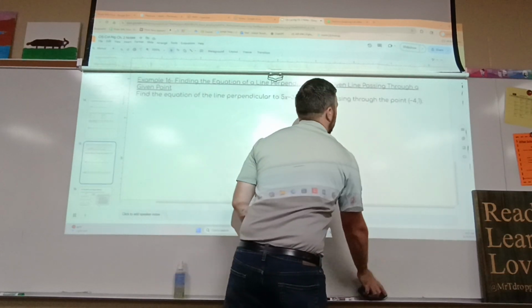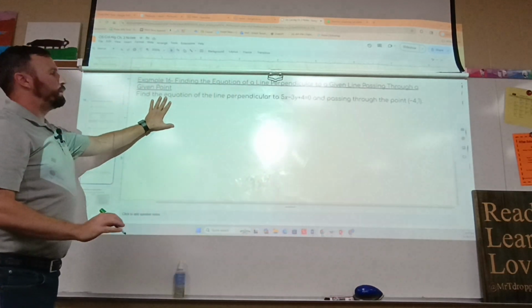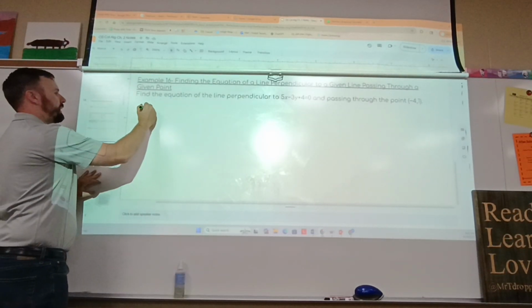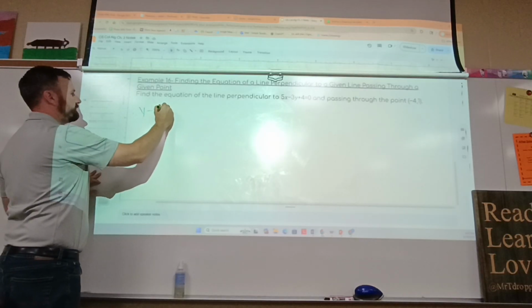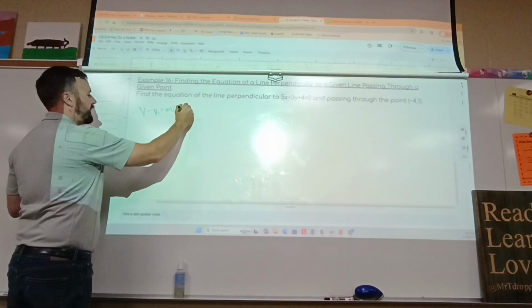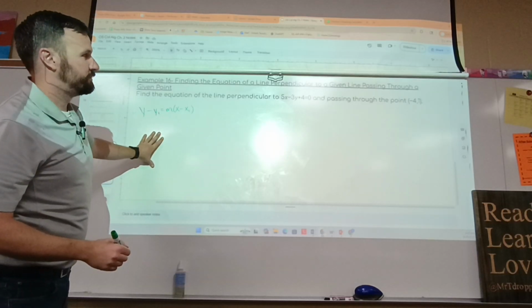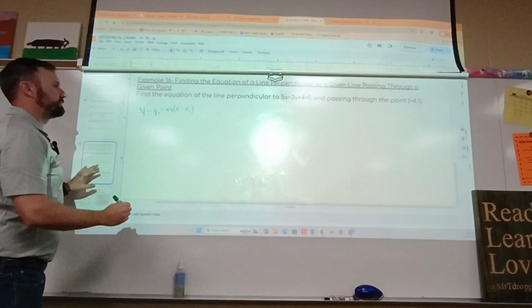All right. Same thing. Find the equation of the line perpendicular to that one through the point. I'm going to do my y minus y1 equals slope times x minus x1. So I'm going to plug in my points.